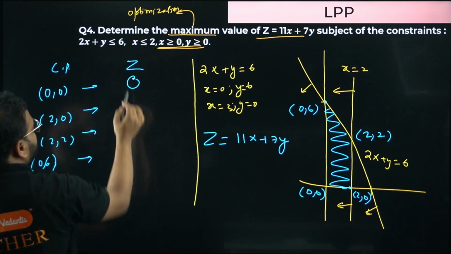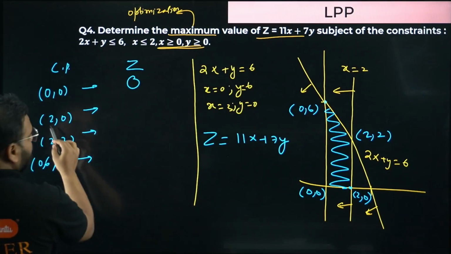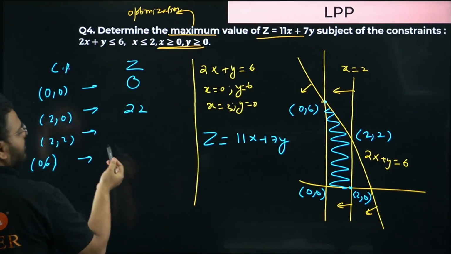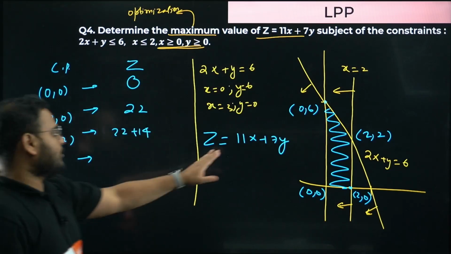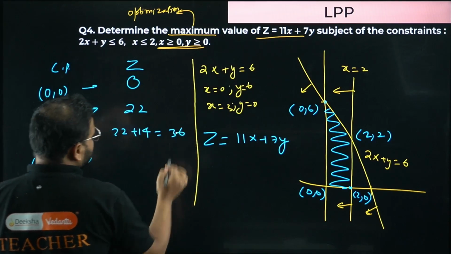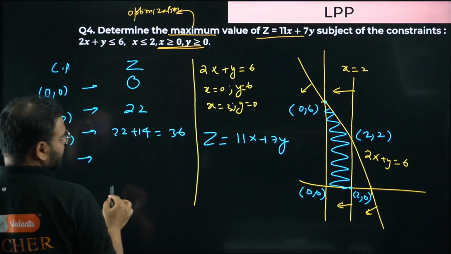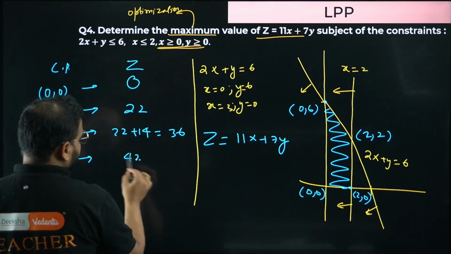It will be 0, no? If you put x as 0 and y as 0, both become 0, right? For (2, 0), 22 plus 14, am I right? 11 into 2 is 22 and 7 into 2 is 14, so I get 36, I think. 36, please check. And for (0, 6), 11 into 0 is 0 only, 6 into 7 is 42.